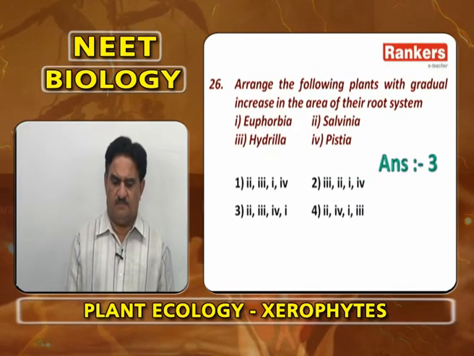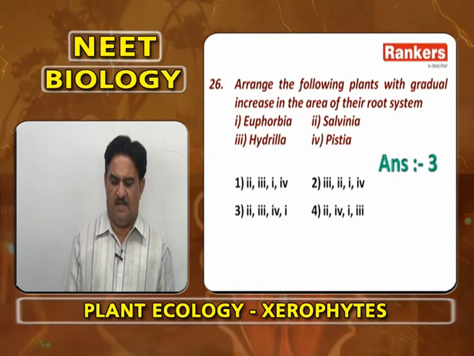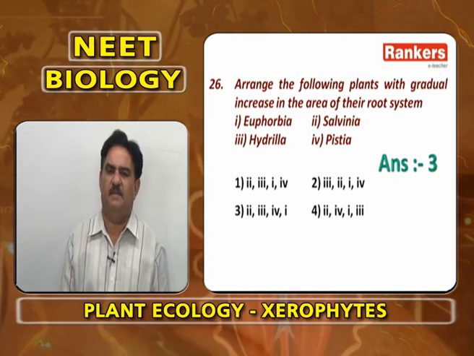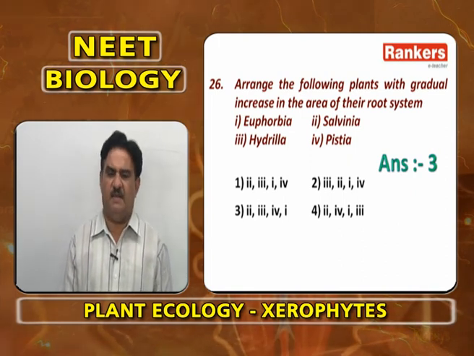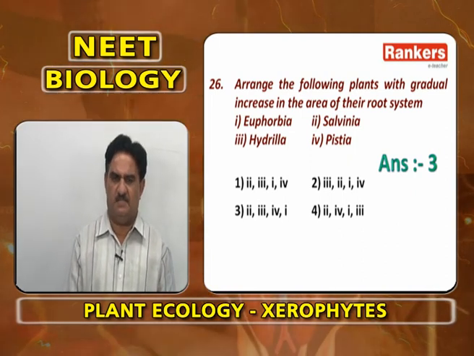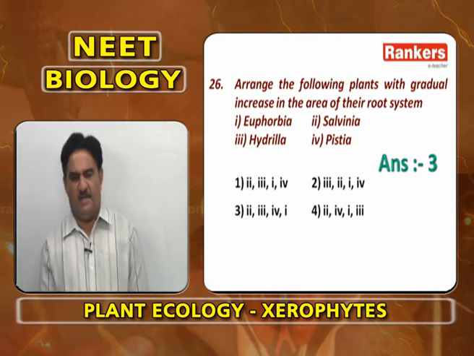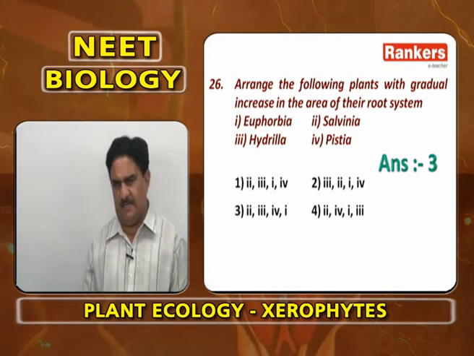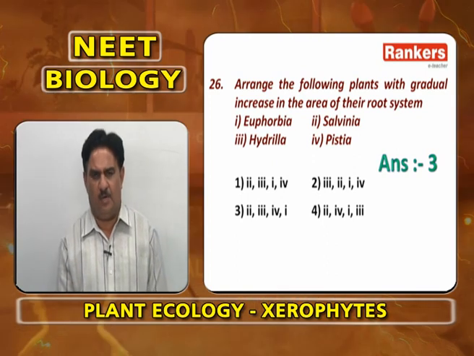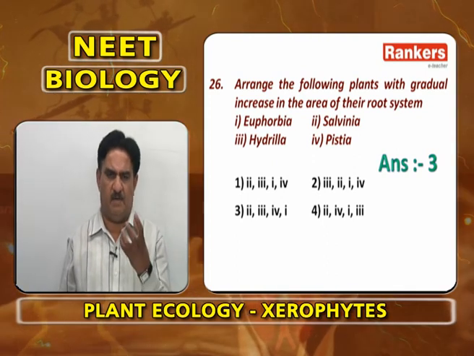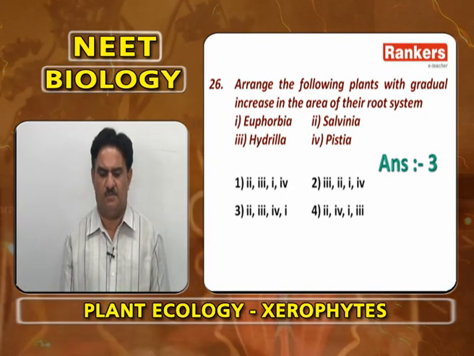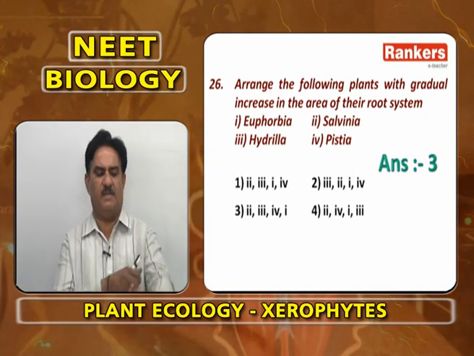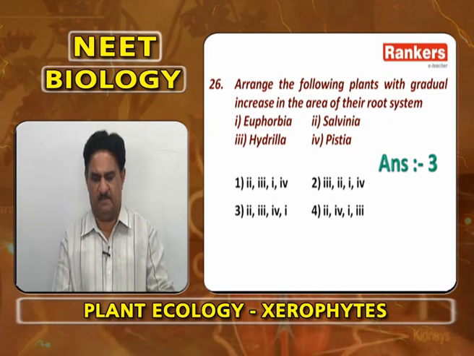Pistia shows balancing roots, a little bit developed. Euphorbia shows a little bit developed leaves, little bit developed roots. So, first is Salvinia where root system is absent, submerged leaves are dissected to form roots. Next is Hydrilla, a submerged suspended hydrophyte with poorly developed roots. Next is Pistia, a bunch of balancing roots. Then Euphorbia where root system is extensively grown. So, 2, 3, 4, 1 will be the answer for this question, third option.